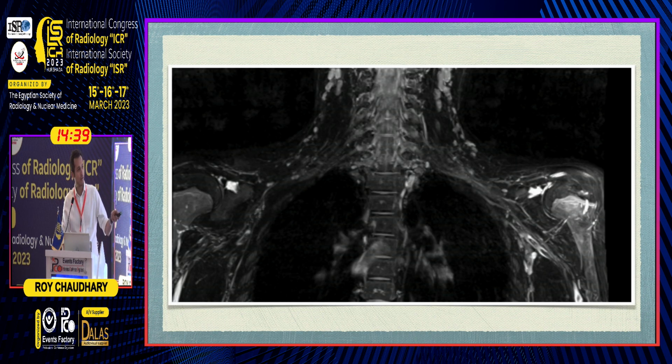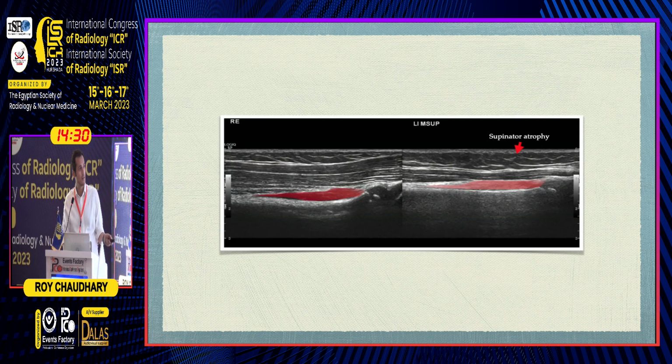So we first did a brachial plexus scan, just to see whether there's a large lesion that we are missing out, but we couldn't find anything. So then we went with ultrasound just to have a look at the muscles of both sides and compare.